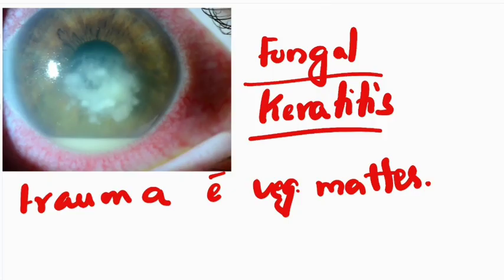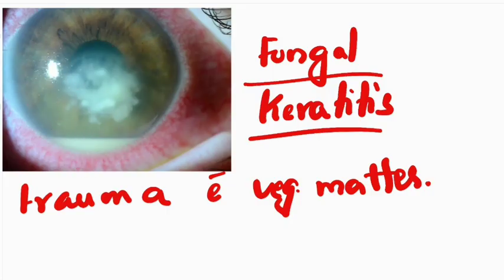Now, what are the features of fungal ulcer? See, it is going to be a dry looking ulcer, okay? And the margins are going to be irregular. They will give a feathery appearance. The margin is going to look feathery, meaning irregular. The edges are irregular. That is the meaning. And there is going to be hypopyon. This that you see here, that is hypopyon. That is nothing but pus, in the anterior chamber. That is hypopyon.